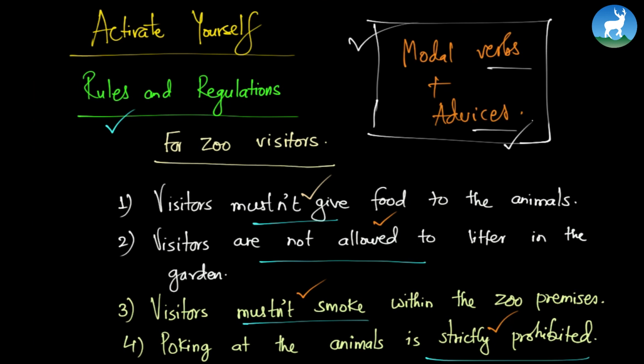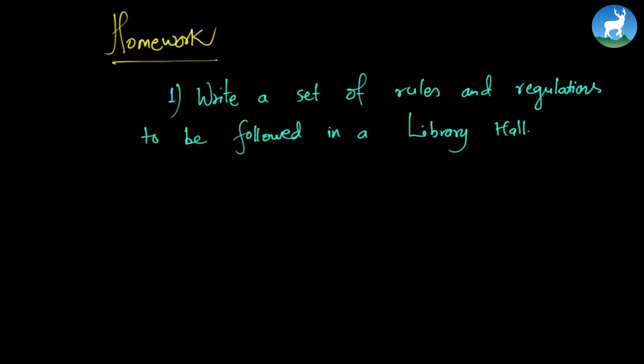I'm going to give you one homework on this topic. So this is your homework. Write a set of rules and regulations to be followed in a library hall. Imagine you are in a library hall, you are trying to read some book and suddenly a couple of people start talking, they start whispering in the beginning and then loudly they're yelling at each other. So how would that feel? For that, I want you to write a set of rules and regulations to be followed in a library hall.